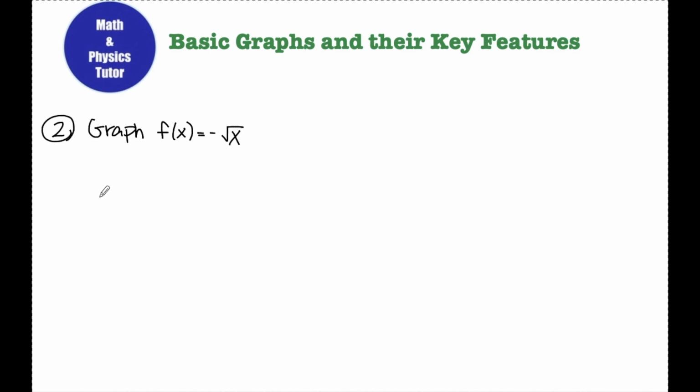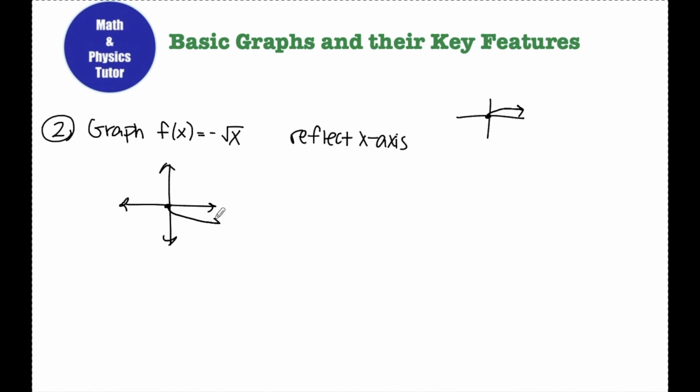Number two, graph f(x) = -√x. Since this negative is in front of the entire function, I'm negating the whole y value, which means I need to reflect in the x-axis. The parent function here is the square root of x, which we just talked about. That graph starts at (0, 0) and just curves up to infinity super slowly. But since I need to reflect this graph over the x-axis, it's going to reflect over and end up in the fourth quadrant instead. So I'll still start at (0, 0), but now I'm going to be in that fourth quadrant going down to negative infinity.